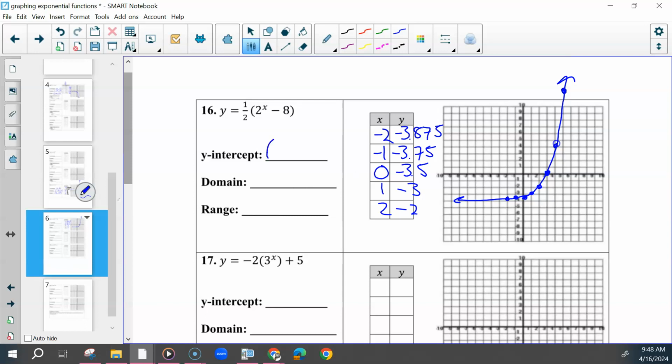Negative 3.5. 0, negative 3.5. Jaden, what would that domain be? Negative infinity to infinity. Our range, what's our lowest point? Our lowest y value? Negative 4. These are getting closer and closer to negative 4 from above. And it goes to infinity.